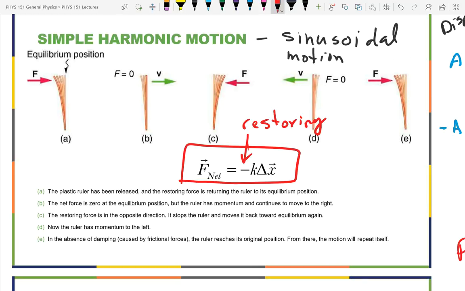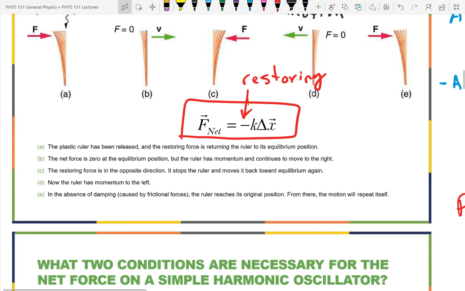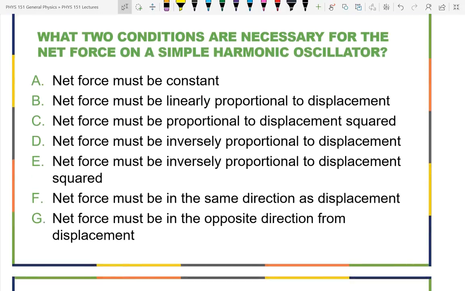Everybody understand what's on the slide? Okay, let's do our clicker question then. What 2 conditions, obviously you're going to answer 2 answers and hit enter, are necessary for the net force on a simple harmonic oscillator?